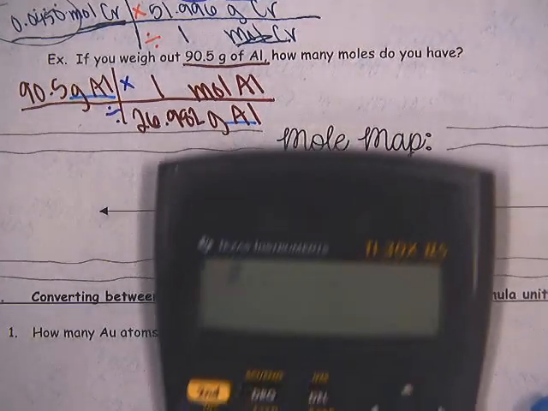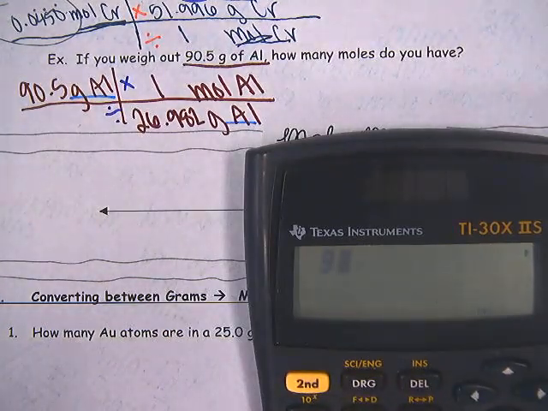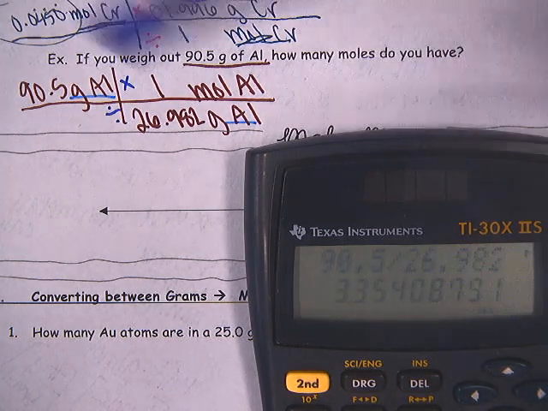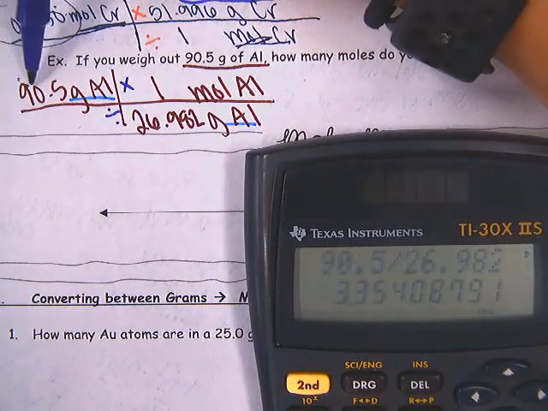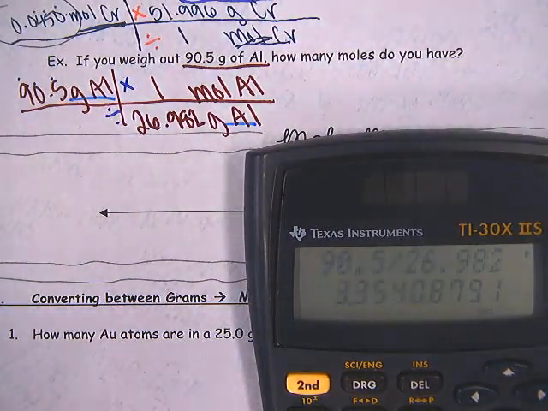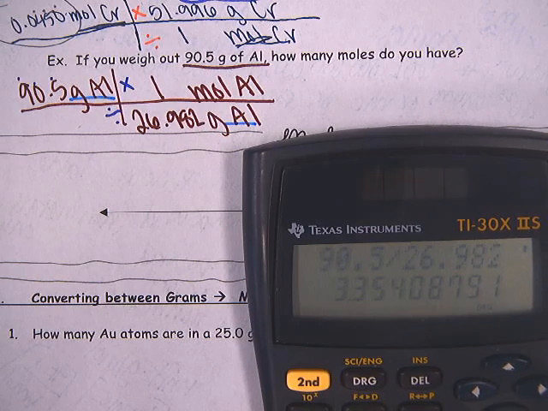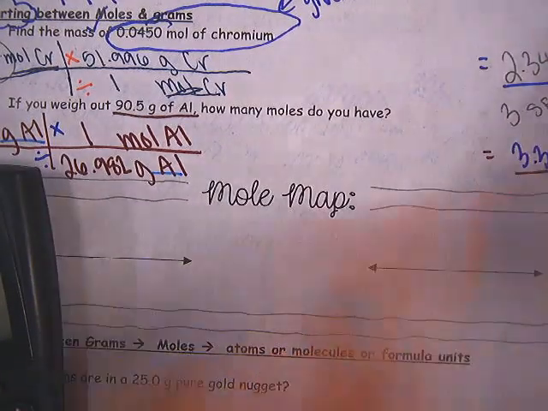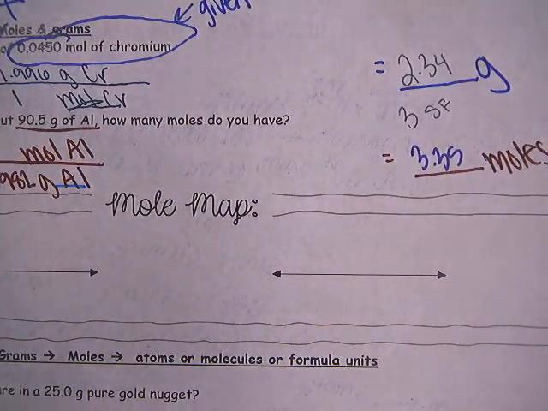So take a second and type that into your calculator. 90.5 divided by 26.982. And then once you hit enter, again we have 3 significant figures, 1, 2, 3. So our answer has to have 3 significant figures. So 3.35 is what I would write down for our final answer.